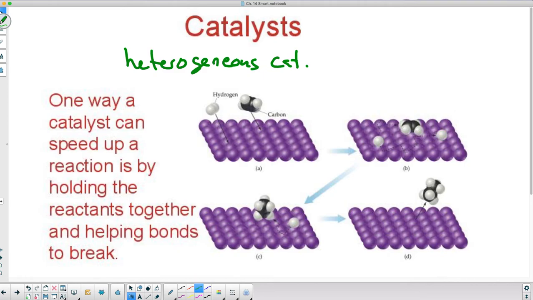Notice I've got hydrogen and a hydrocarbon here, the hydrocarbon looks like C2H4, ethene, and then the catalyst provides a site for the reaction to take place. Otherwise, it would take too long for the two molecules to find each other.